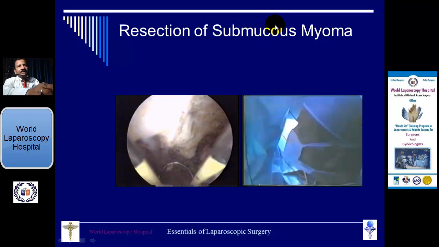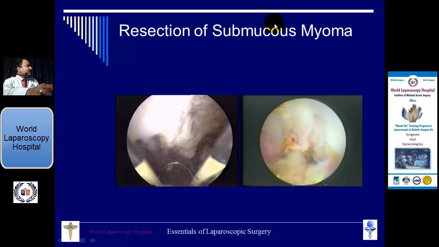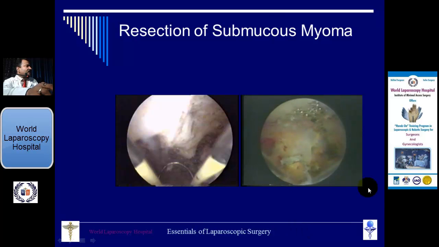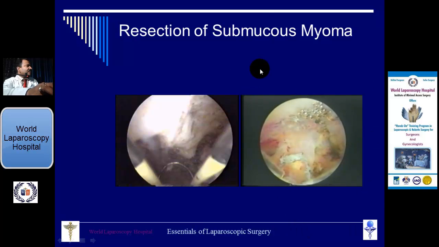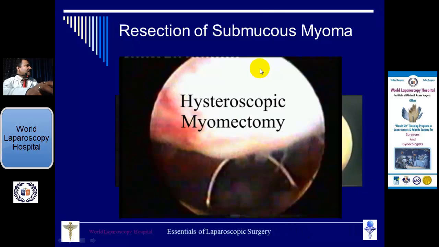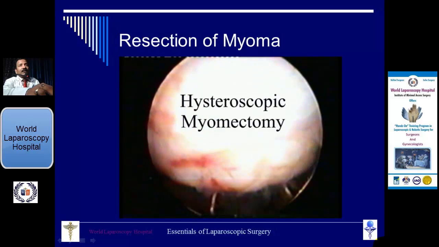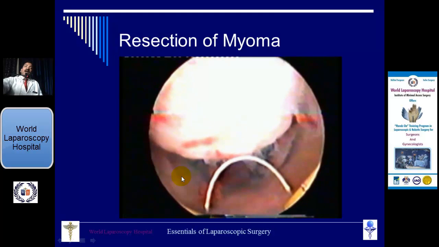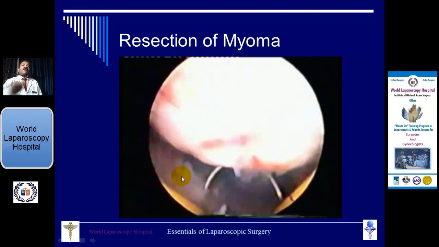So submucous myomectomy is a good procedure, and it can be performed on any wall, anterior wall, posterior wall, and now you have a good cavity to take the rest of the myoma out, and then resection can be performed. Sometimes you have it on the anterior wall. Now again you can go, and always come towards you. Don't go away from you.